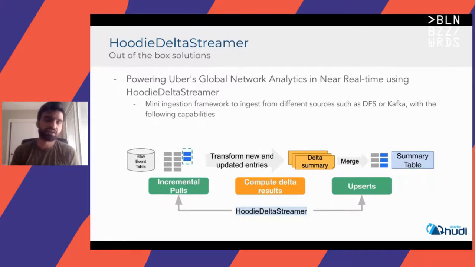The high level architecture looks something like this. We have a bunch of raw event tables. Hudi Delta Streamer incrementally pulls changes from these raw tables. For Uber's network analytics use cases, they transform the entries into delta summaries, again using transformation functions provided by the Delta Streamer. And then they essentially upsert into a final summary table where they merge their deltas into another delta on the summary table. And this allows the global networks analytics team to actually maintain a good history of what's happening in the network as opposed to storing many raw events.